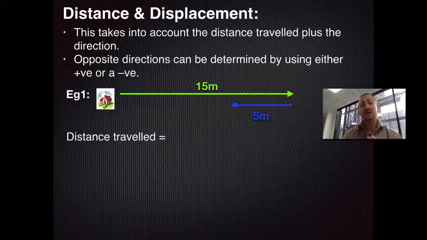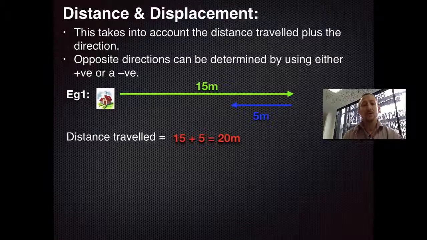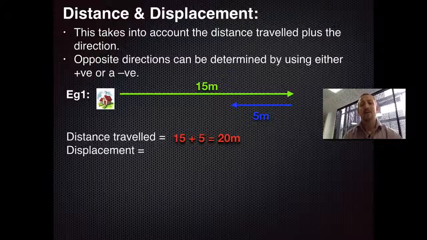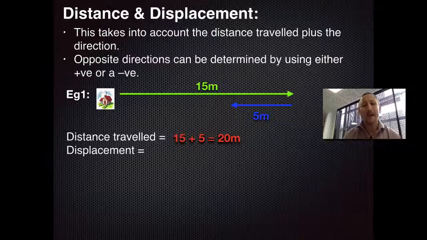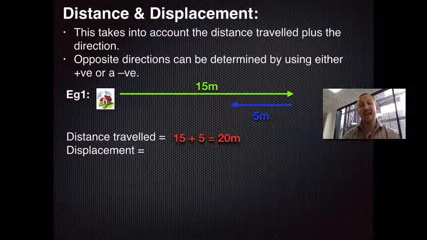Okay, so what we're going to calculate is the distance travelled, which is combining those two distances together. How far did I travel? I went 15 meters and then another 5 meters, so that's the total distance. But my displacement is how far I end up from home. I went 15 positive and then I came back 5 meters, so in the end I ended up 10 meters away from home.